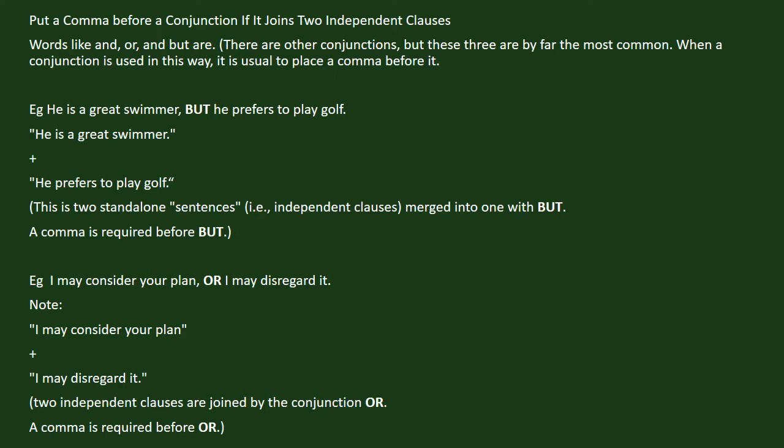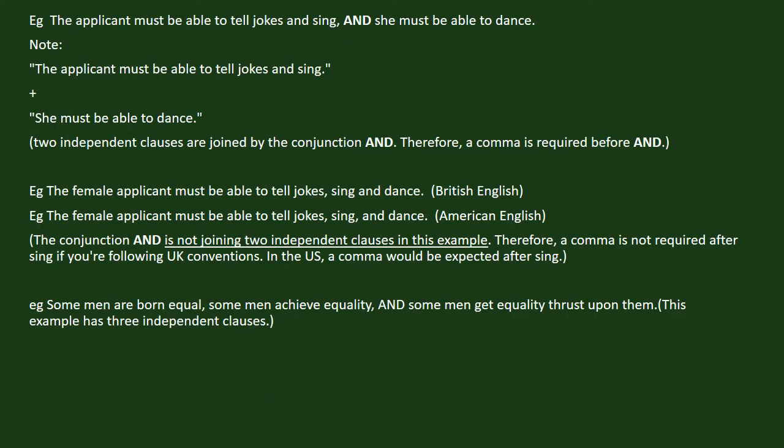Another example is, I may consider your plan, comma, or I may disregard it. So here we have combined I may consider your plan with I may disregard it. So these two independent clauses are joined by the conjunction or. So that's why a comma is required before or. Another example, the applicant must be able to tell jokes and sing, and she must be able to dance. So this combines the applicant must be able to tell jokes and sing with she must be able to dance. So these two independent clauses are joined by the conjunction and. Therefore, a comma is required before the word and.